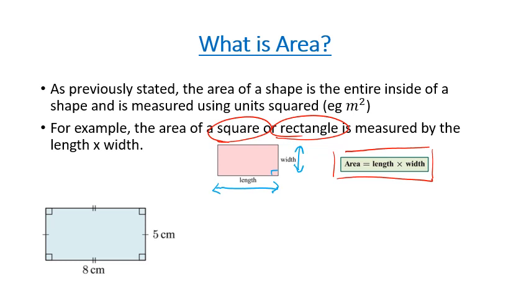We have a blue rectangle here with a length of 8 centimeters and a width of 5 centimeters. The area of this rectangle is the length multiplied by the width. So in this particular case, the length is 8 centimeters and the width is 5 centimeters. So therefore the total area is 40 centimeters squared.